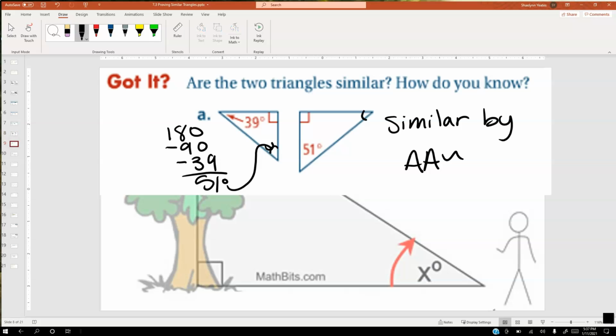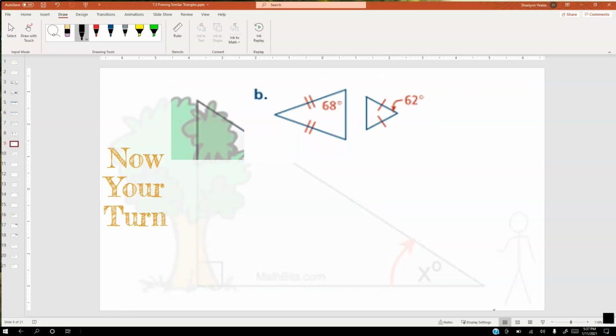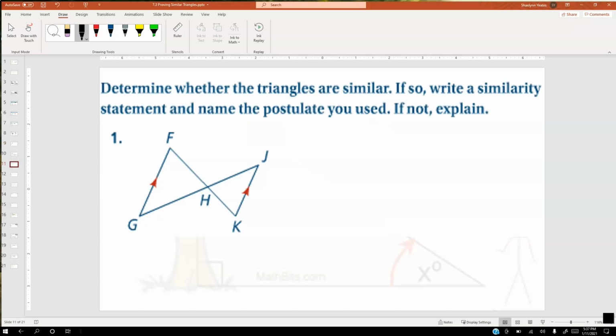It matters. Okay, I want you guys to go ahead and give this one a shot, and we'll come back together right here, all right?